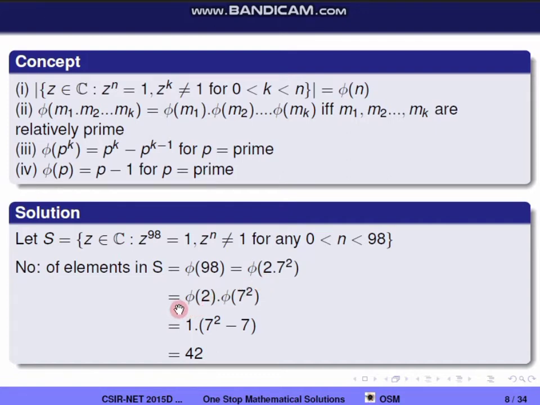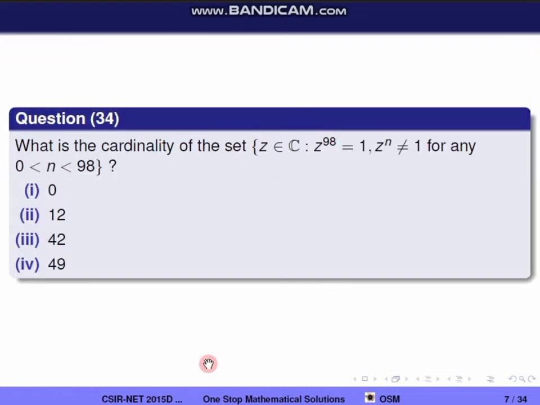So this is equal to phi of 2 into phi of 7 square. Using concept 3 and 4, this is equal to 1 into (7 square minus 7). When we simplify this, we get the answer to be 42. So the cardinality of S is equal to 42. So we'll look at the correct option now. So the correct option is the third one.